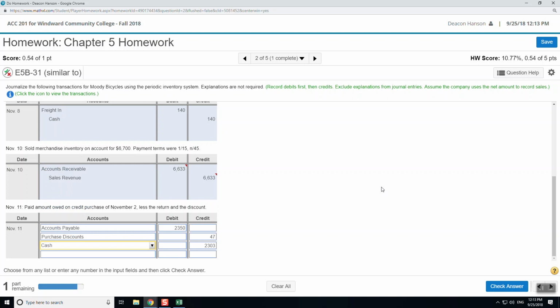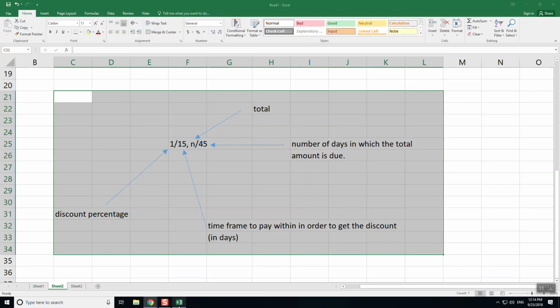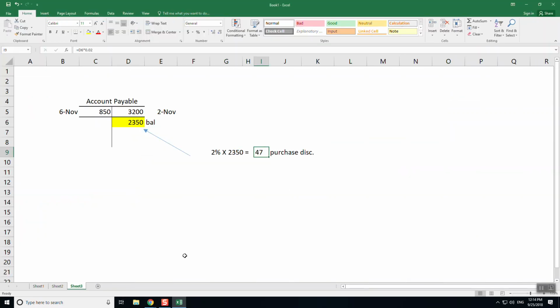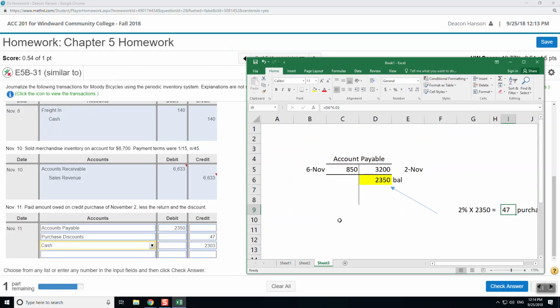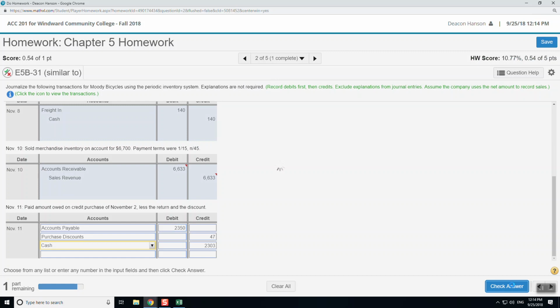So notice in this entry, the full accounts payable is going away. Right? The full accounts payable, 2,350, see here in yellow, that's going away. It's being debited. So we no longer owe 2,350, right? But we only had to pay 2,303 to get rid of it because we paid within the discount time frame. So we're going to charge it to the purchase discount, which is going to be an account that's contra to the purchases account when we run our cost of goods sold schedule. Let's see how we did.